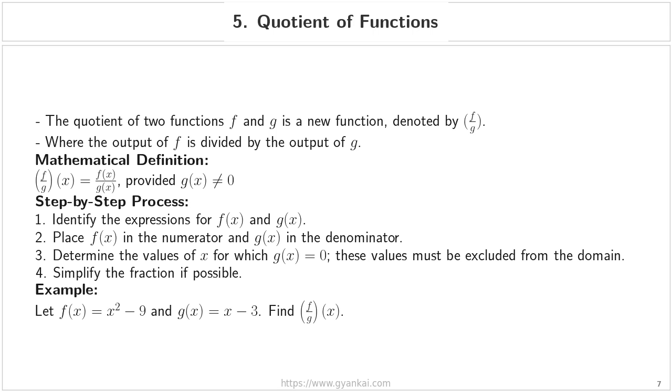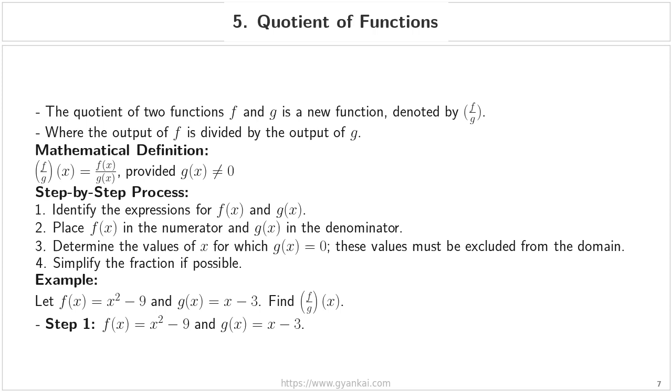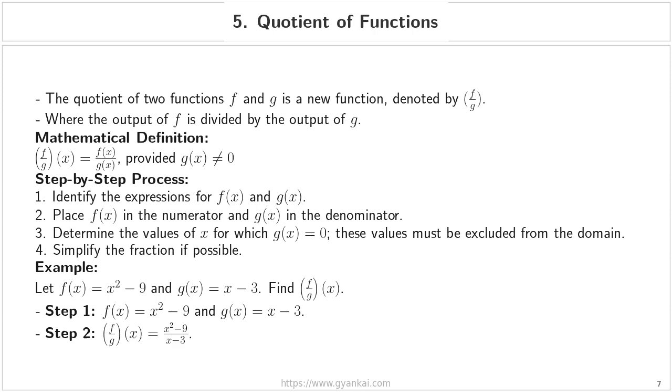Let's look at a concrete example to put this into practice. Suppose we have f of x equals x squared minus 9 and g of x equals x minus 3. Our goal is to find the quotient, f over g of x. In step 1, we identify our two functions. f of x is x squared minus 9 and g of x is x minus 3. In step 2, we set up our fraction. f over g of x equals the quantity x squared minus 9 all over the quantity x minus 3.